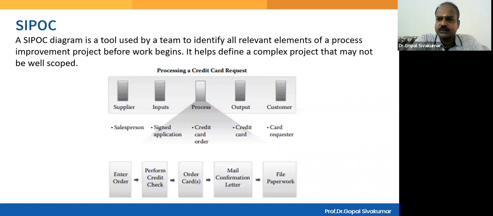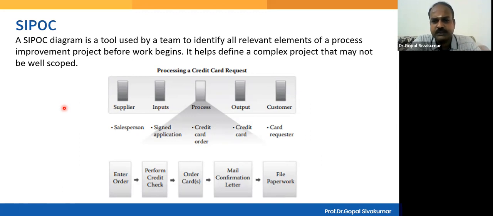A SIPOC diagram is a tool used by a project team to identify all relevant elements of a process improvement project before the work begins. It helps define a complex project that may not be well scoped. And see here in the picture, a SIPOC for credit card processing. The credit card issue process is clearly laid out.